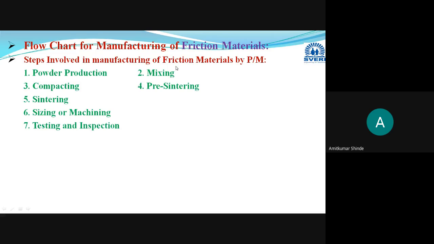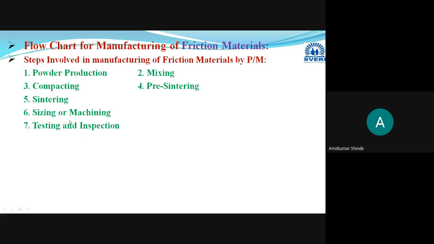Then mixing will be there, and maybe some oil will be added if needed. And compacting, here you have to mention the pressure, maximum 30 kg per millimeter square. Then pre-sintering, if required, is done at 400 to 450 degrees Celsius for half an hour to 2 hours, depending on the shape and size. And sintering 800 degrees Celsius for 4 to 6 hours. And after sintering, sizing and machining.